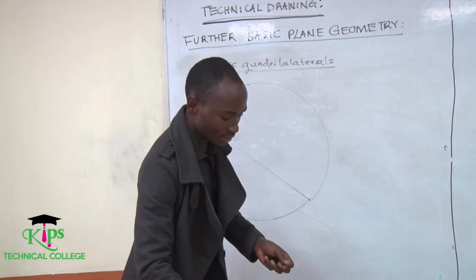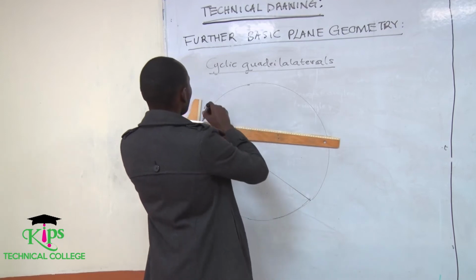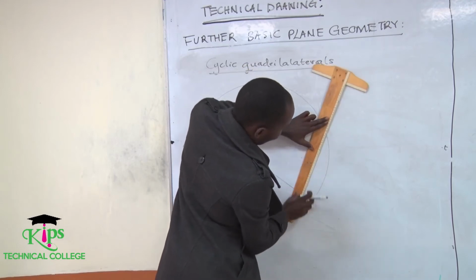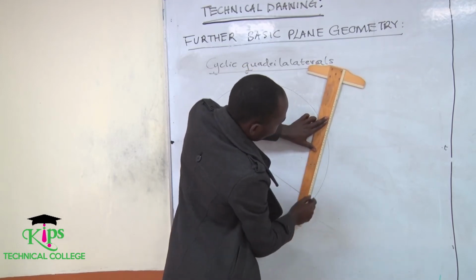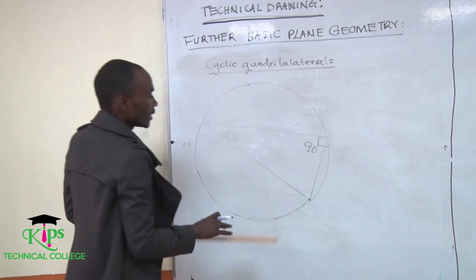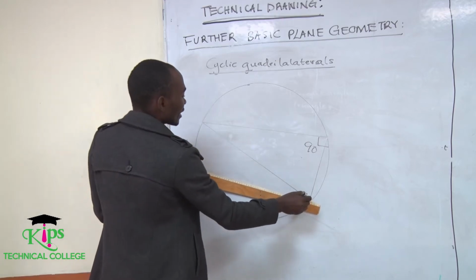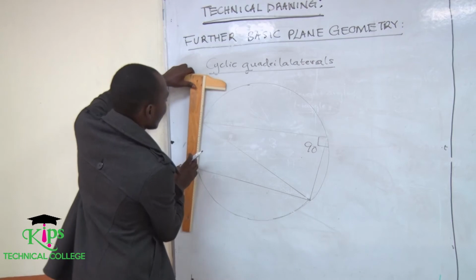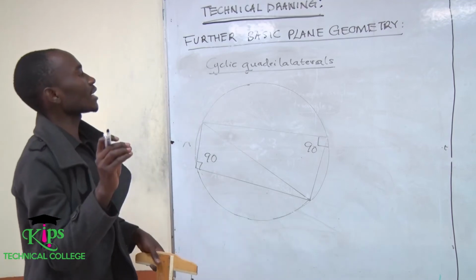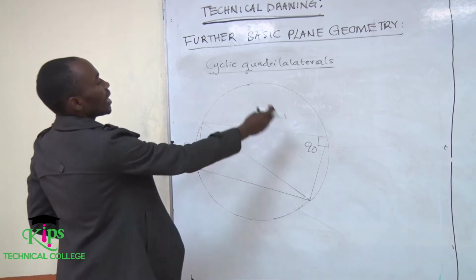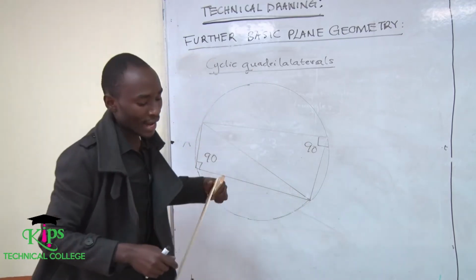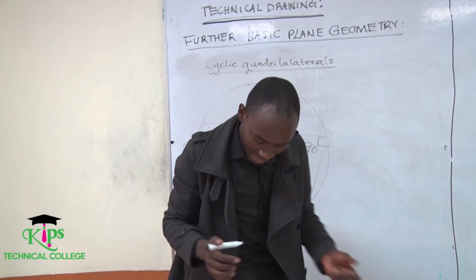So for instance, if I decide to draw any triangle like this, you can see that this is 90 degrees. If I also try to form another one from here up to here, this is also 90 degrees. So those kinds of triangles which behave like that in a circle, not in a semicircle, we call them cyclic quadrilaterals, and they are always 90 degrees.